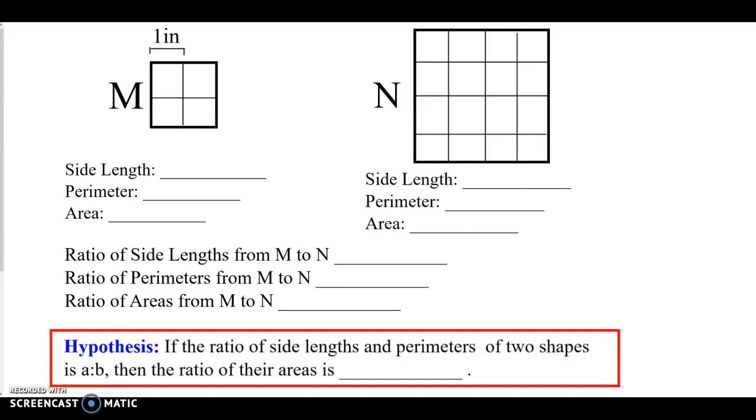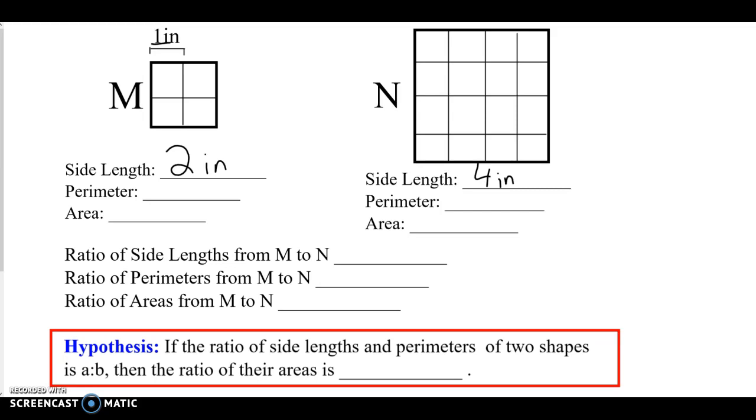Okay, so on your notes, you're looking at each square. What's our side length of M? 2 what? Inches. It tells us inches up top. What about the side length of N? 4 what? Inches. Units. 4 inches. Oh, each box is an inch.